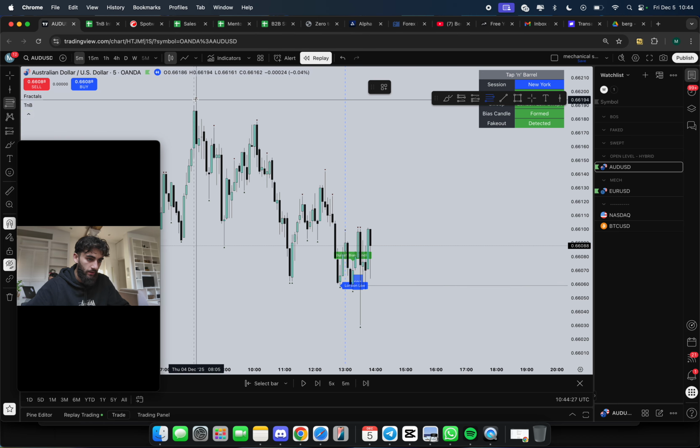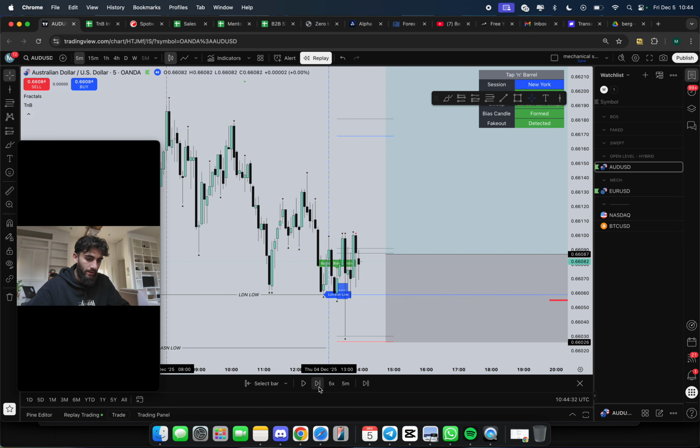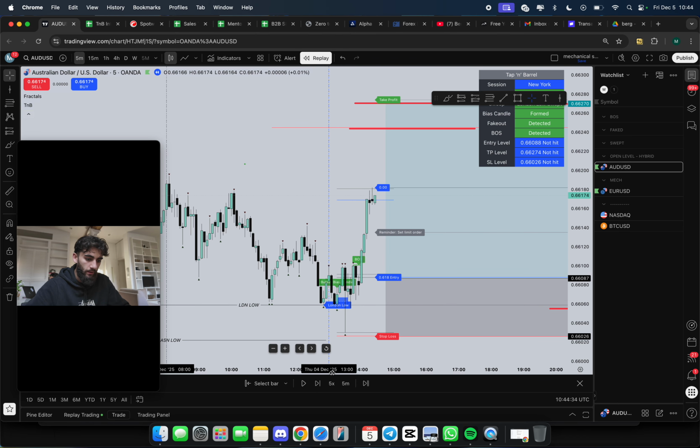So if you don't know how to do the fake out, it's like so. Creates the fake out zone. We tap that fake out zone, and then we're waiting for a break of structure. Break of structure was here. And we got tapped into the Goldilocks, and we set and forget.